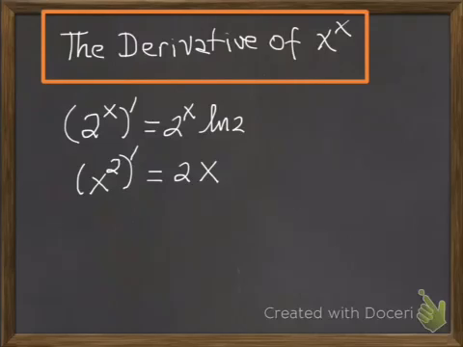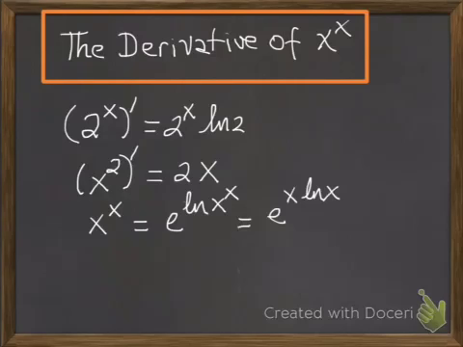So one way to find this is first we write x to the x in the form of e to something, like the way we did before. So therefore, x to the x is the same as e raised to ln of x to the x, which is the same as e raised to x times ln x. So this helps us to find the derivative in a more easy way.